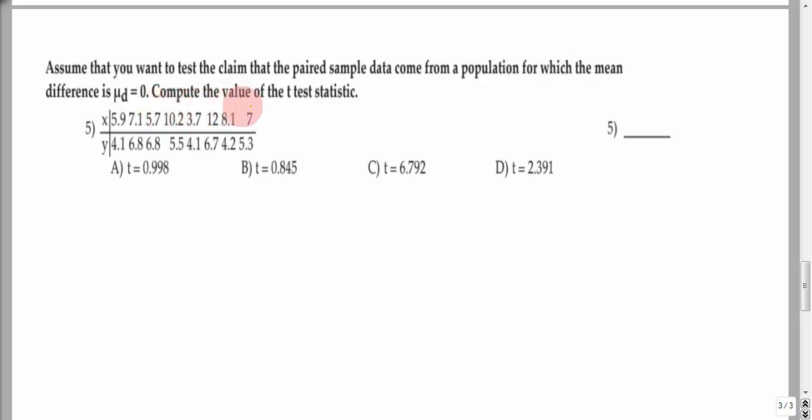Continuing on, it says compute the value of the test statistic. So that's what I'm trying to find, the value of the test statistic here. What I'm doing is I want to take the difference between the X and the Y, and that's my value for D. Now it doesn't tell me which direction I should take my difference. It doesn't say to take X minus Y or Y minus X.